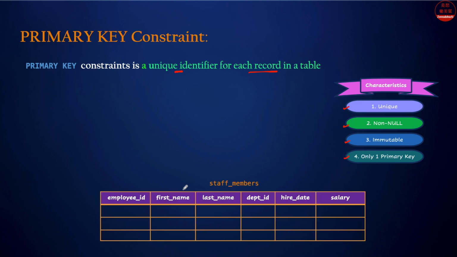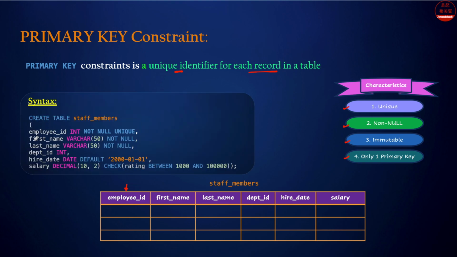This is our table, and we can see that the first name can have duplicate values. Last name can also have similar names. Department ID can be the same too, and hiring date can also have similar dates, and salary for multiple persons can be the same too, right? There is only one column, that's the employee ID, because each employee will have a unique ID. That's why we will create the primary key using this particular column.